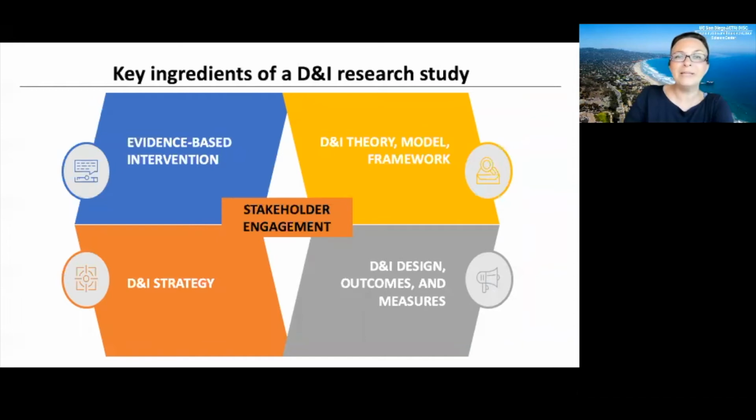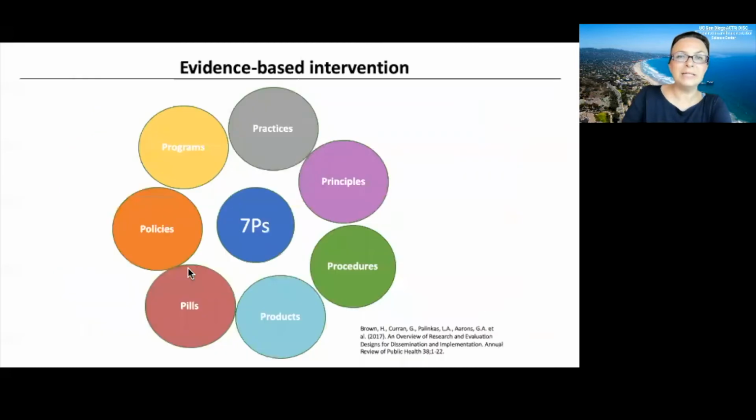A summary of key ingredients of dissemination and implementation research is provided on this slide. These include the evidence-based intervention, the dissemination and implementation strategy, the dissemination and implementation theory, model, or framework, and then the related designs, outcomes, and measures. At the center of the visual is stakeholder engagement, which ideally informs all of these ingredients. The next set of slides will briefly discuss each of these ingredients.